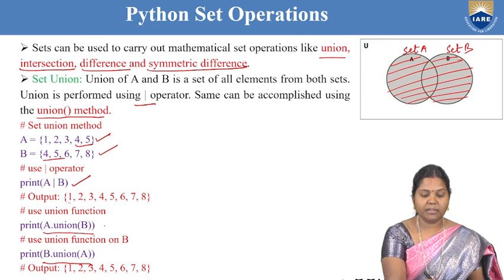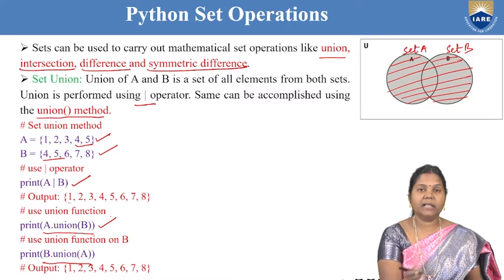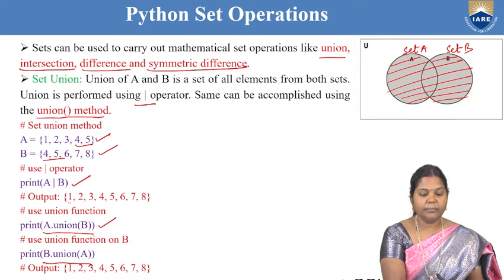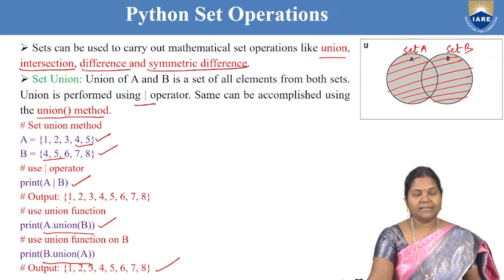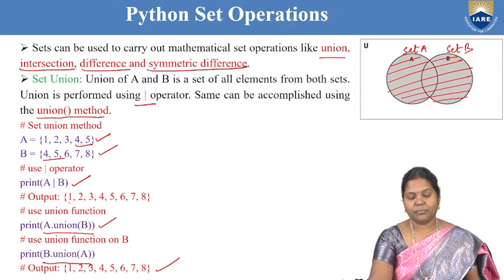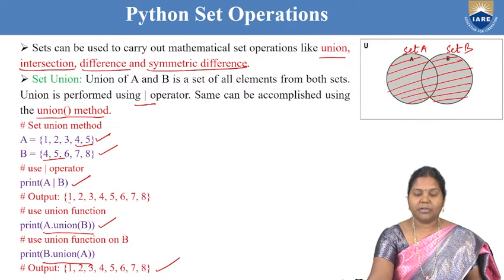A dot union of B means it will combine the elements of B with A. If you write B dot union of A, then it will combine the elements of A into B. So, if you print the output, you will get the same elements after combining: 1, 2, 3, 4, 5, 6, 7, 8. Okay. Now, this is called the union operation.